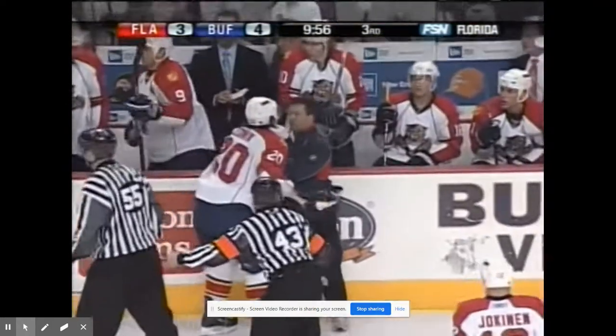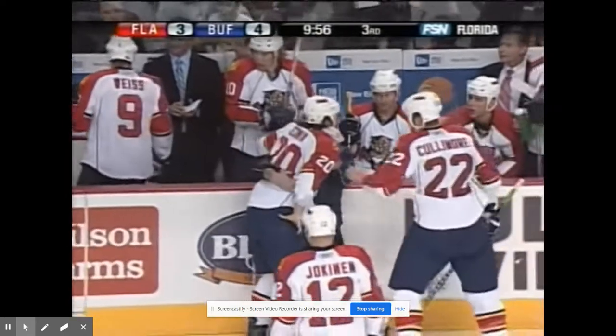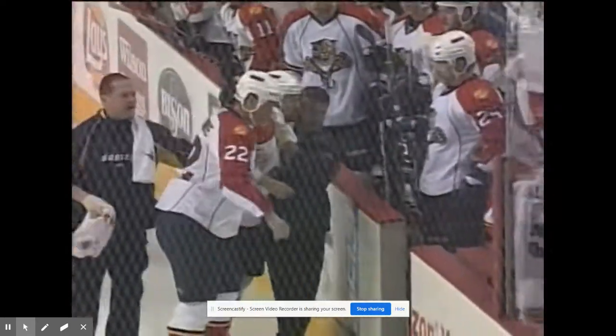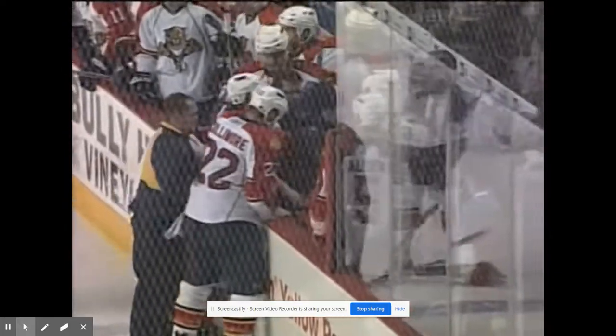So you didn't see what happened initially right here. But watch when they go back to the replay. The camera that they were showing was not originally on him, but they're going to go back and take a look.